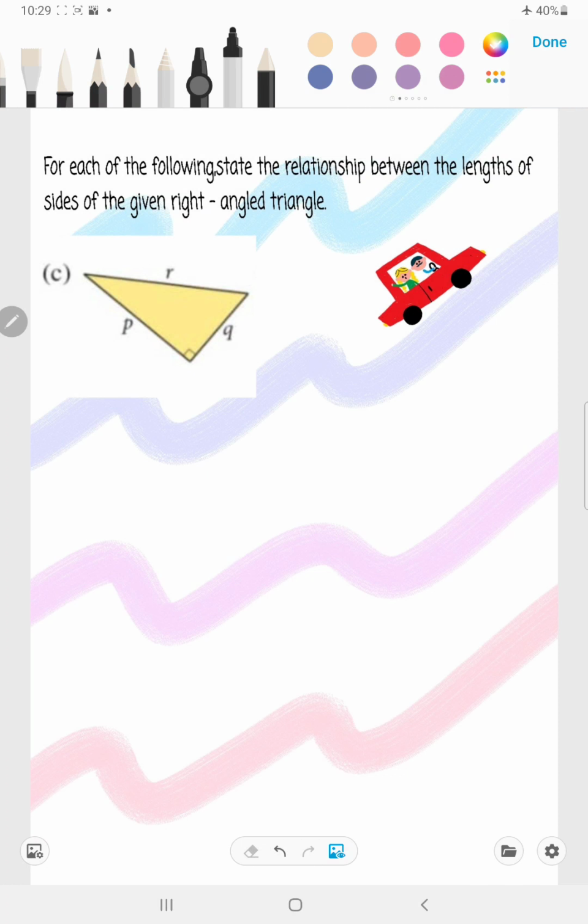Now let's carry on to the second question. State the relationship between the lengths of sides of the given right angle triangle. So we have to find the hypotenuse first. The hypotenuse is r. So if we want to find the value of r square, we have to add p square and q square.